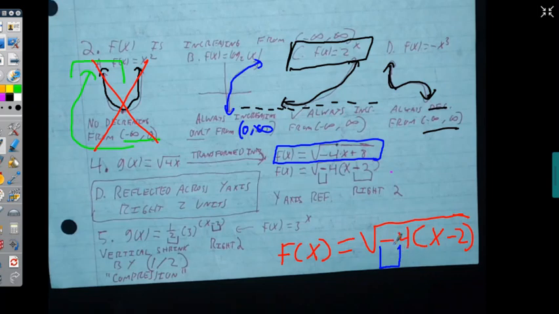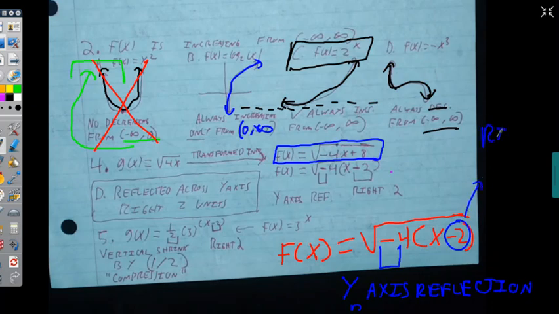So that's right. This is a reflection across the y-axis. So make sure that you understand your function transformation rules. But this is going to be a reflection across the y-axis. A negative sign inside the function. Alright? This is a y-axis reflection. And what about this negative 2? It's moving to the right too? Right 2, that's right. You shift right 2. Okay?